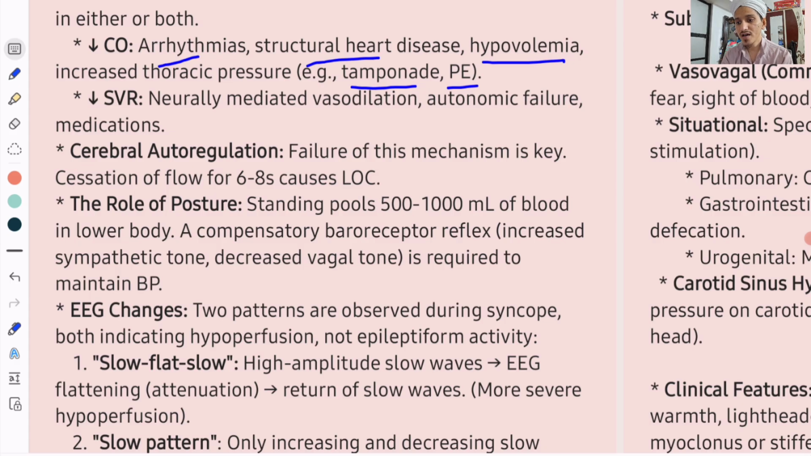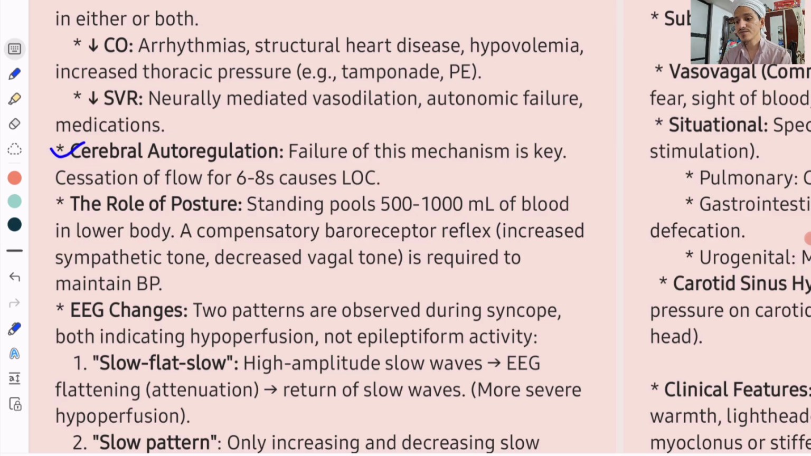So decreased vascular resistance, due to vasodilation, can be due to vasovagal reflex. It can be neurally mediated, just remember as neurally mediated, or due to autonomic failure, or due to some medications. So these three will cause vasodilation. Medications will also cause vasodilation. Autonomic failure will also cause vasodilation, as well as neurally mediated syncope. So cerebral autoregulation, as I have explained, is there.